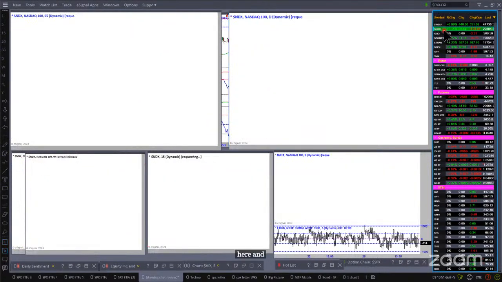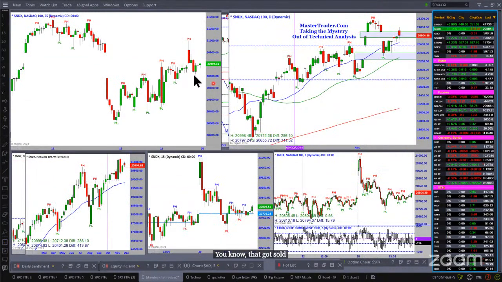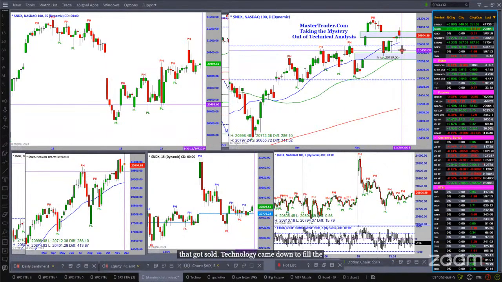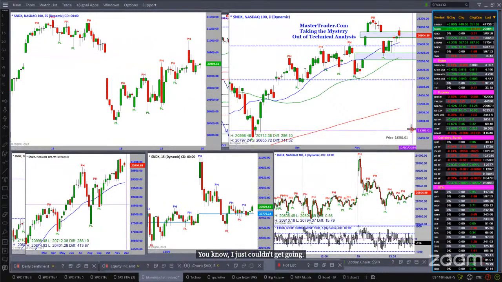And we could look at the NASDAQ 100 for a second, but that got sold. Technology came down to fill the gap. It started to make a turn. It was pretty erratic. It just couldn't get going. Semiconductors, they tried to make the turn, and we picked one. Again, this is the second one. One was last week that did great, and then we had one yesterday that did great. So two semiconductor stocks that have been outperforming in a sector that has not been performing.